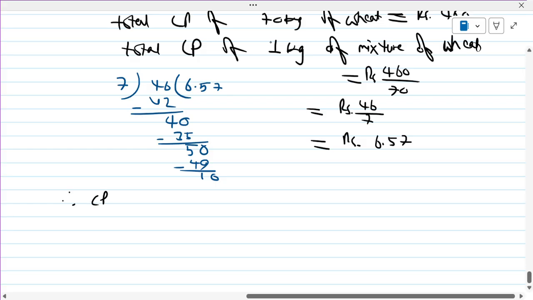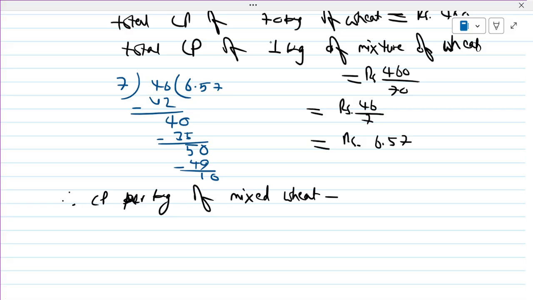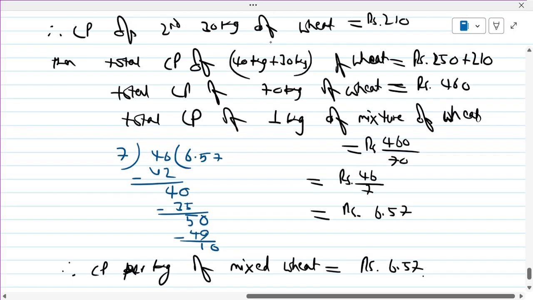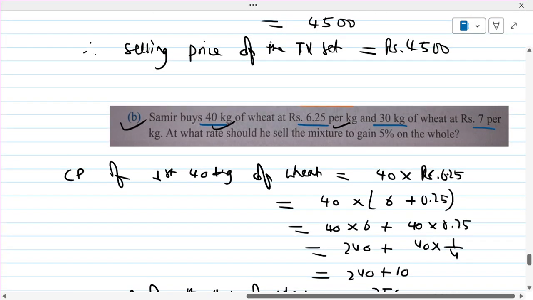Therefore cost per kg of mixed wheat equal to rupees 6.57. This is the cost per kg of the mixed wheat. And now we are asked to find the selling price of this mixture if we have to gain 5% in the whole.